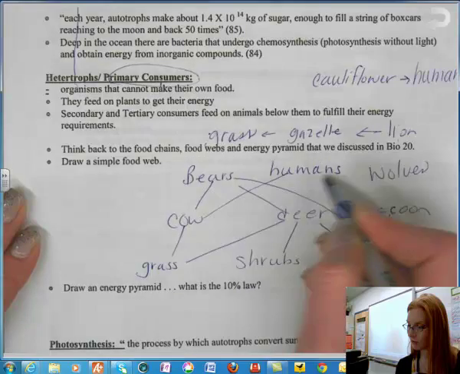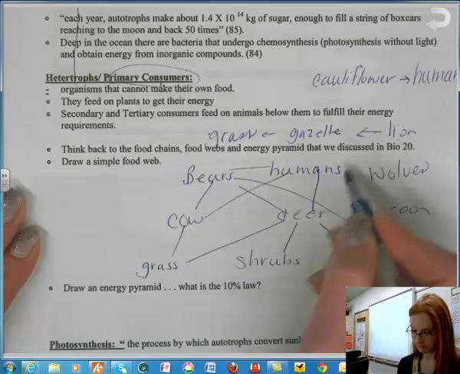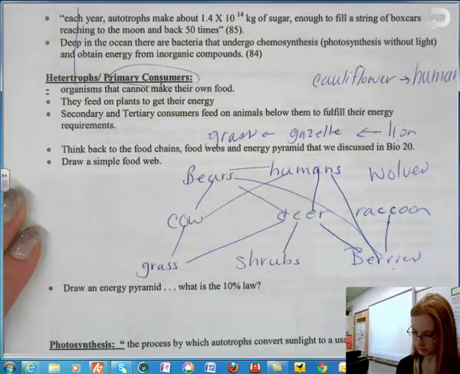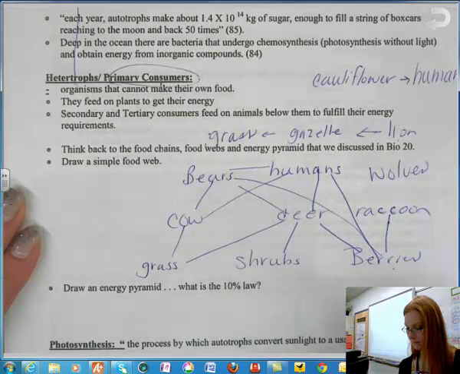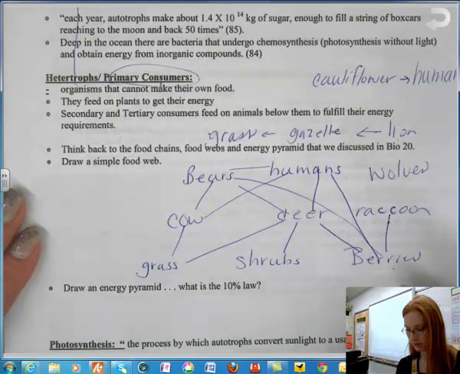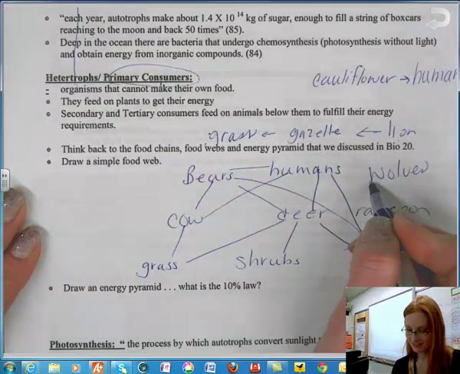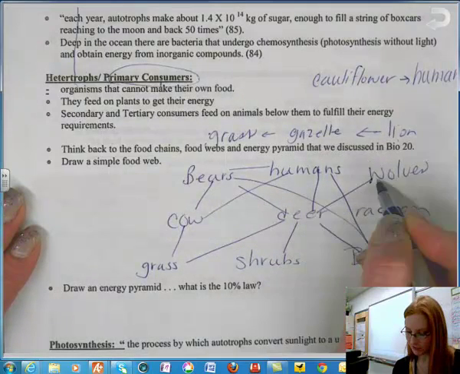Cow, deer, bears, berries. Probably. Yes, I was just thinking regular fescue sedge grass. Wolves would feed off of deer, raccoons, cows.